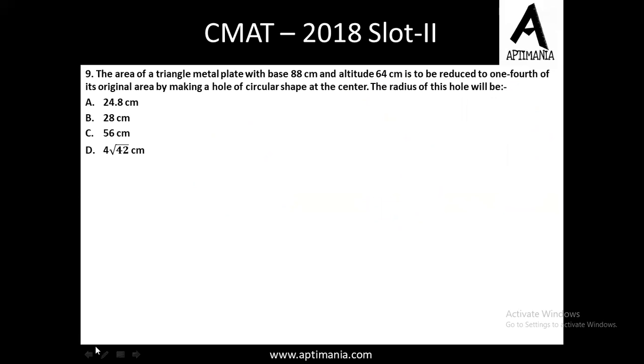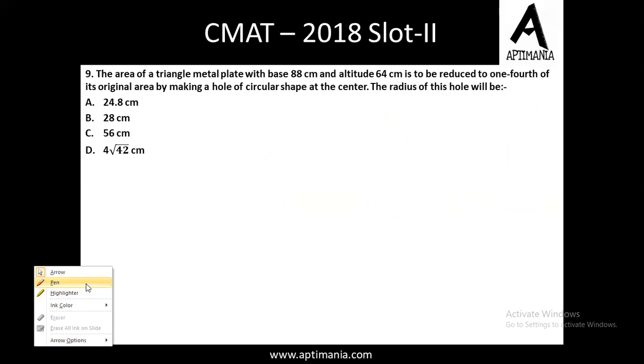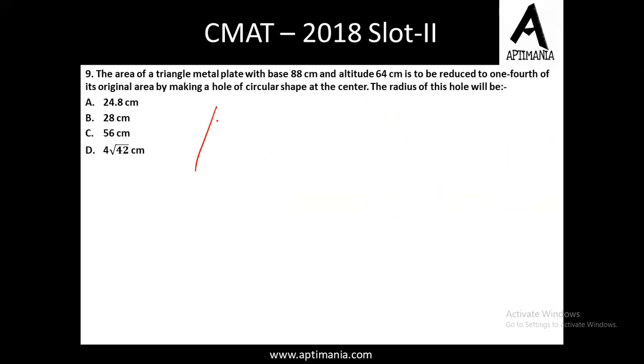Question number 9 is on the screen. Let's try to solve it. It's a question from mensuration again. The area of a triangular metal plate: here we have a triangular metal plate with a base of 88 and an altitude of 64. It is reduced to 1/4 of its original by making a hole of circular shape. Because of this hole, the area of the remaining triangular plate is reduced to 1/4 of the original.